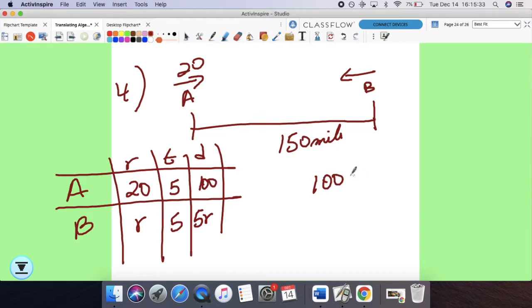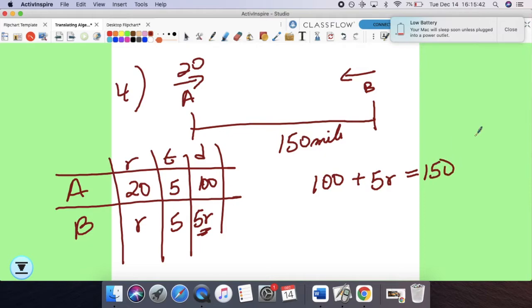So 100 plus 5R, which is the distance covered by train B, has to equal 150 miles. Uh-oh. So, solve that equation, please.